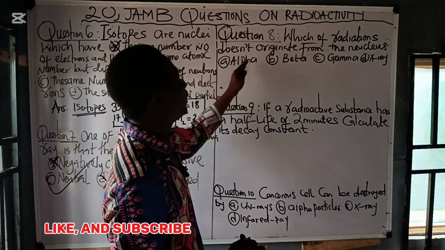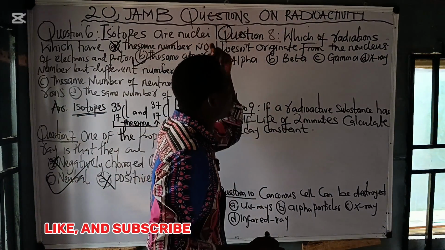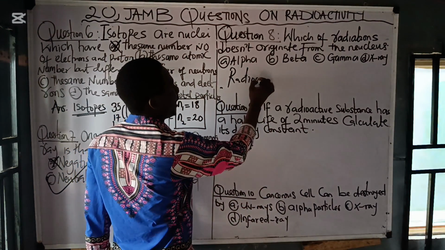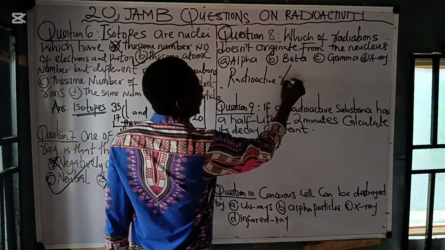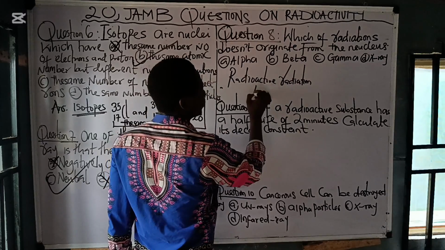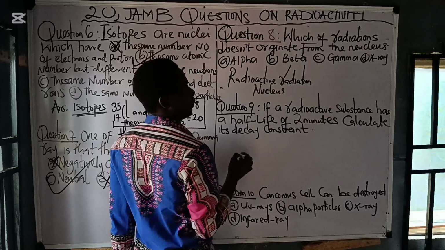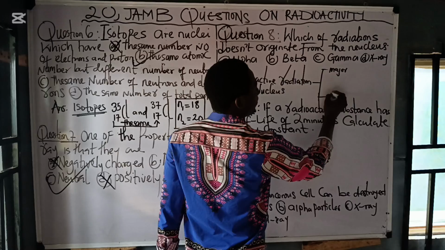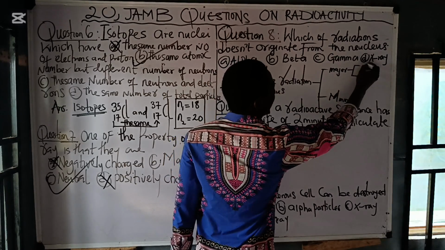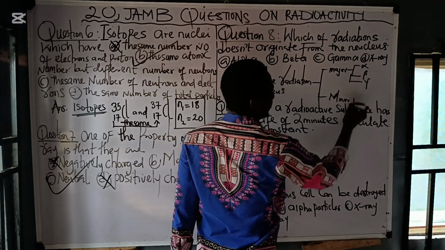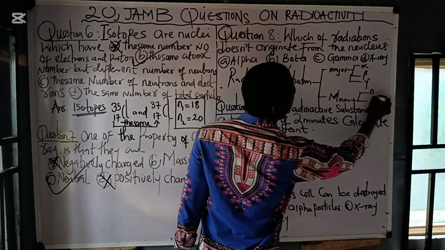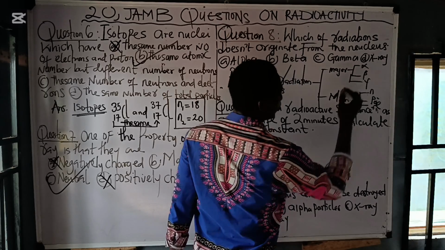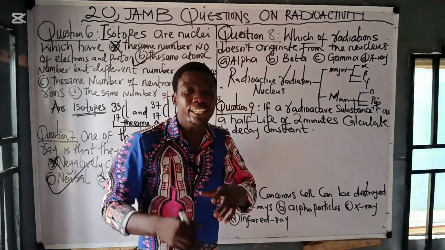Please look at number 8. Which of the radiations does not originate from the nucleus? Understand? Radioactive radiations are radiations emitted from the nucleus. They are gotten from the nucleus of a radioactive substance, and these radiations are major and minor. The major are alpha, beta, and gamma. The minor are neutron, proton, and positron. So understand this, okay? So they are from the nucleus.